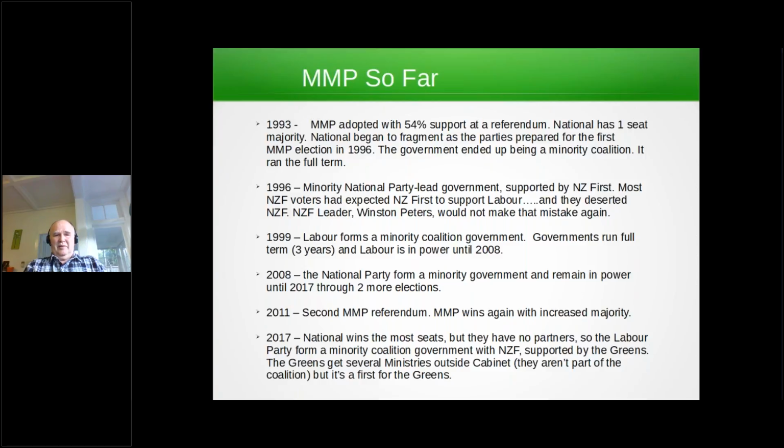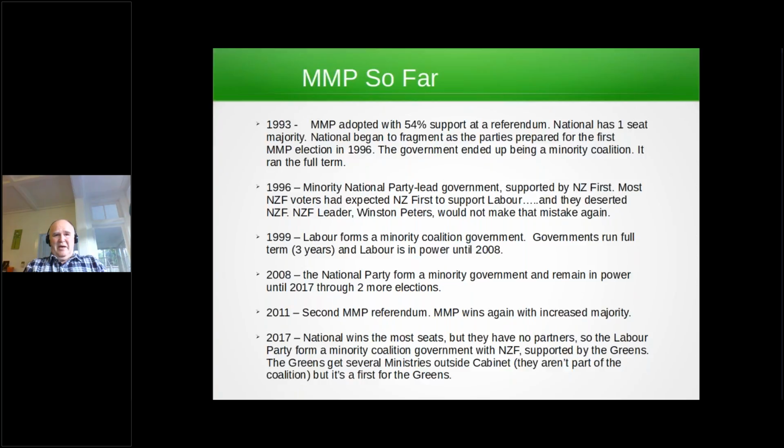Even at the next election, they got 4.4%, and they only stayed in Parliament that election because he won his local seat in Tauranga by 67 votes. So he was just within 67 votes of oblivion, but he stayed in. But he's learned from that.